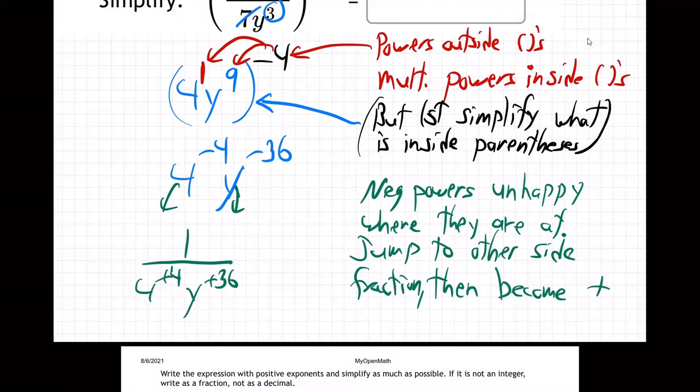So they both jump to the bottom, then become positive, right? Negative powers are negative. They're unhappy, like somebody unhappy at their job. They're going to jump to a new job, then they're happy. So they jump to the other side of the fraction, then they're happy. Okay, like that. Powers become positive.